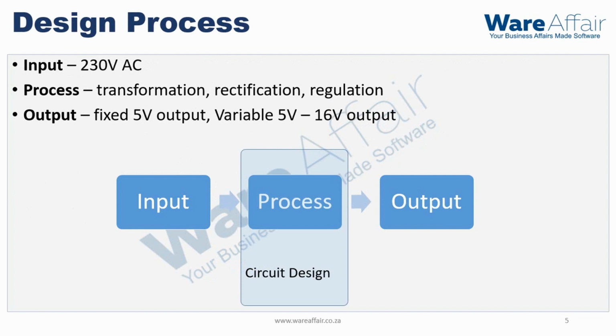Let's take a look at the design process. For this design, we'll have an input, a process, which is where our circuit design will take place, as well as our desired output. For the input, we're going to take a 230 volt AC input, and for the process, we're going to have a three-step process that we're going to follow for the design. This will be transformation, rectification, and regulation. For the output, we're going to have a fixed output of 5 volts and a variable output going up to 16 volts.